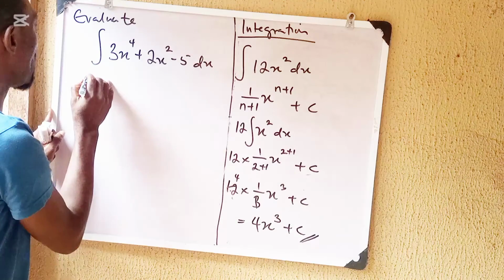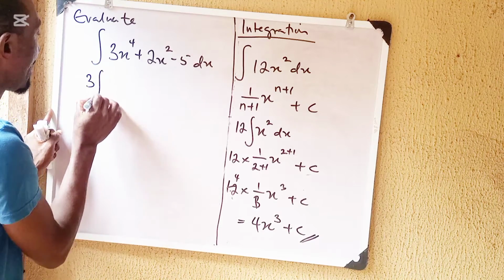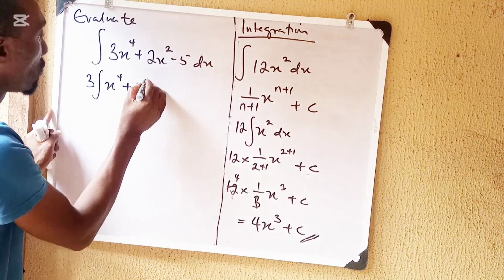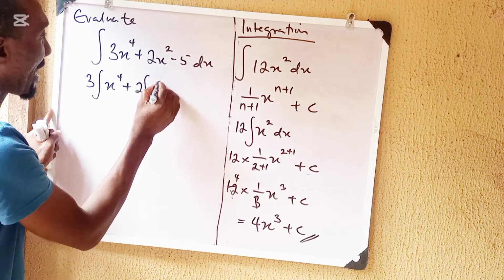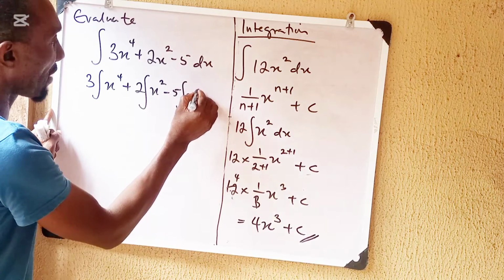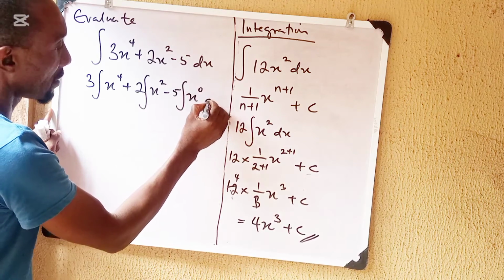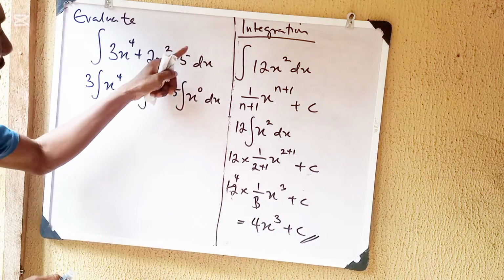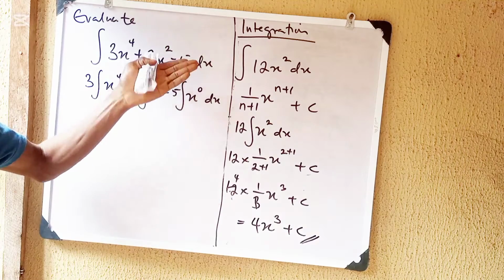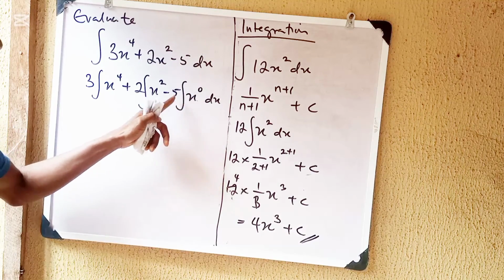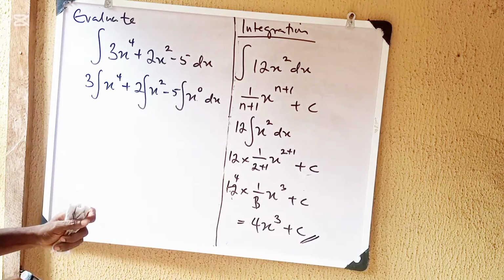So I can integrate this one to become 3 times the integration of x to the power of 4, plus 2 times the integration of x squared, minus 5 times the integration of x to the power of 0 dx. Why did I put to the power of 0? You know that whatever you raise to the power of 0 is still 1. So it is the same thing as 5. I did not change any value.